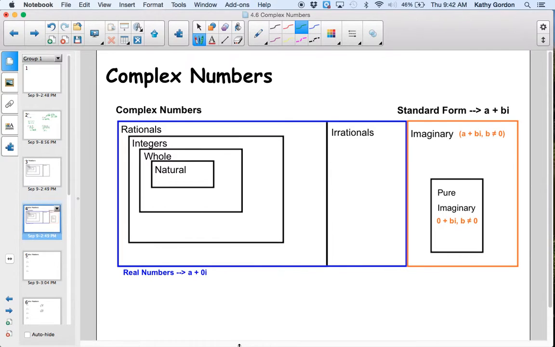If we have just the i and the a is actually 0, then we have what we call a pure imaginary number. 3i, negative 2i. But if it's in this a plus bi form, then we have what's called an imaginary number, and the entire box, all of this together now, represents a set of numbers we call complex numbers.